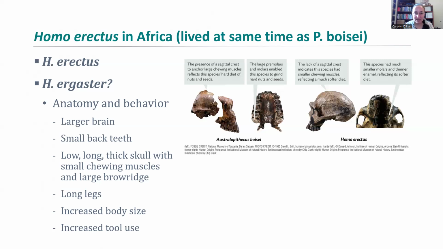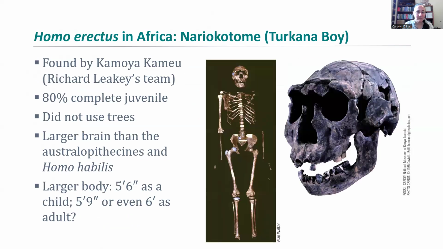But yet Homo erectus, or Homo ergaster, is much, much more modern looking than Paranthropus boisei is. And Paranthropus boisei ultimately went extinct. Homo erectus not only thrived, but colonized much of the Old World. Now, the most famous Homo erectus that we'll talk about is Turkana Boy, also called Nariokotome Boy.